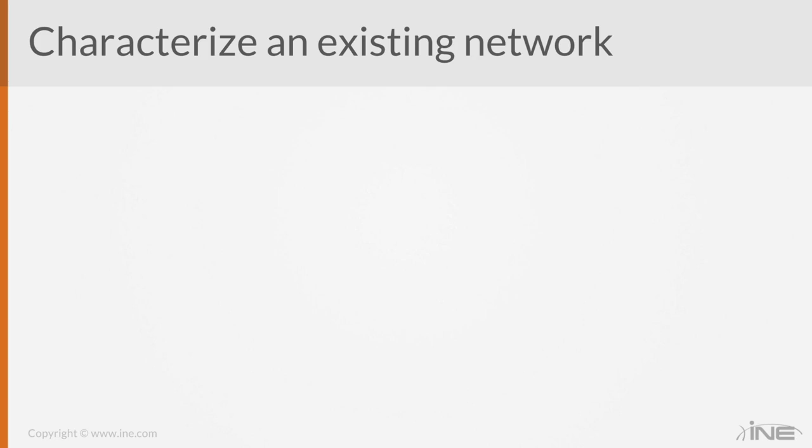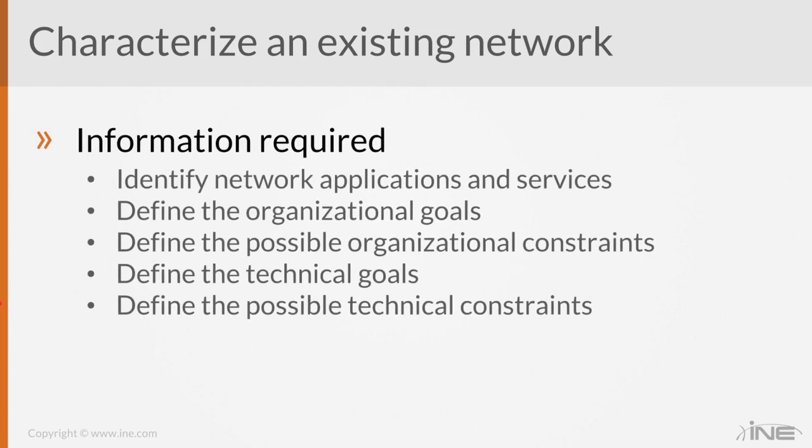Now, CVD is one of the tools that we use to actually build a solution. Now, characterizing a network would be another tool. So how to characterize an existing network? Well, what is the information required? So back when you did your plan, how could you characterize a network?